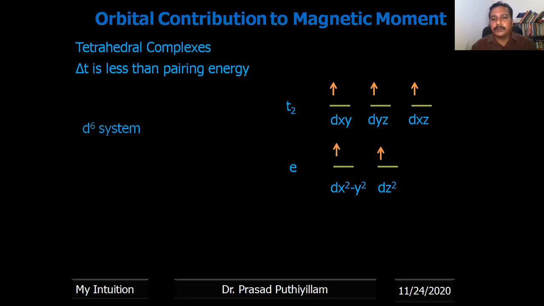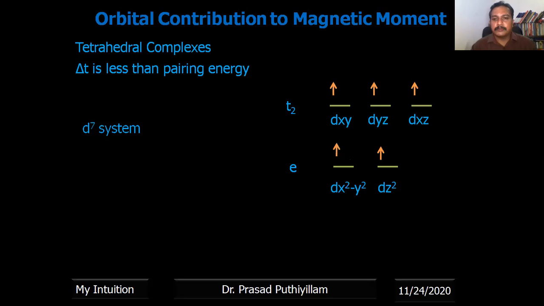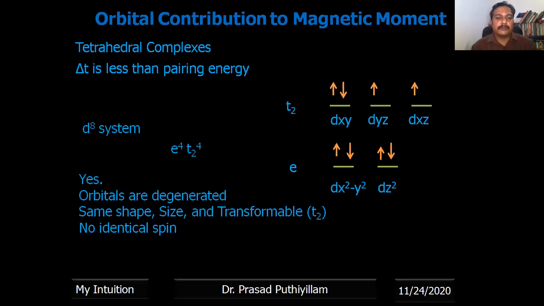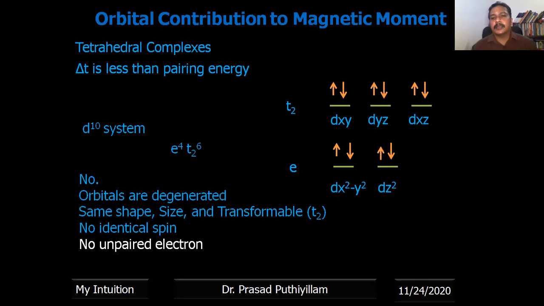D6 system, it cannot contribute because again the same case, identical spin is there. D7 system also cannot contribute because identical spin is there. D8 system, it can contribute because there is no identical spin at the T2 level in dxy, dyz, dxz, which are the degenerate orbitals having the same shape, same size, and transformable. D9 system also contributes. D10 system cannot contribute because there are no unpaired electrons.